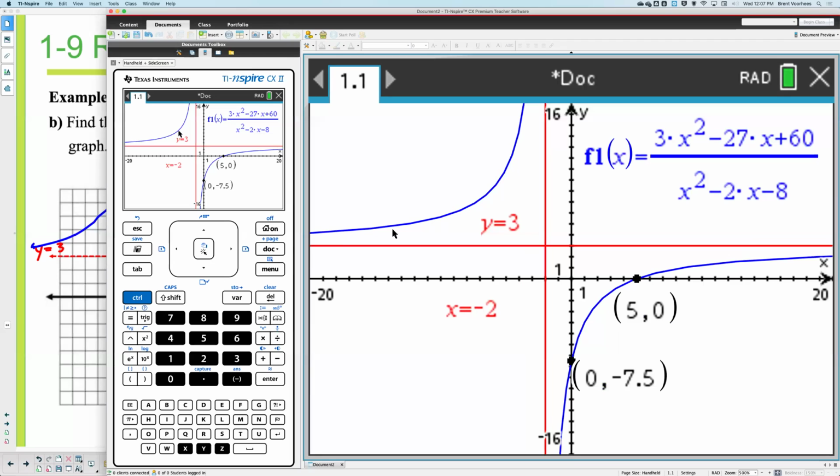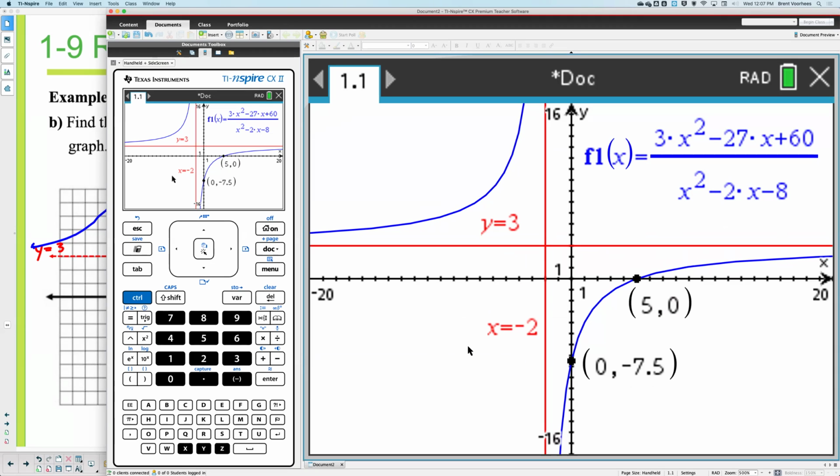As you can see, does this graph approach on both ends? Does the end behavior, does it approach 3 on both sides? Does it look like this end of the blue graph and this end are approaching this value of y = 3? Yeah, that's what it's approaching. Does it look like both ends of the curves in the center here are approaching x = -2? Does that look true? Yeah. Do we have a y-intercept at -7.5? We do. And do we have a 0 at 5? We do.